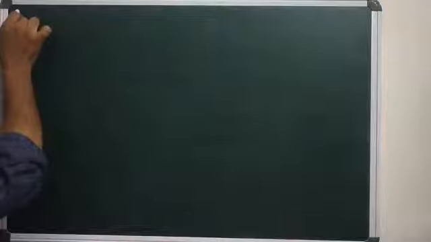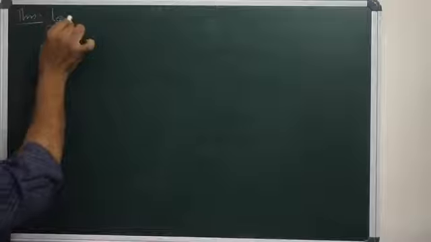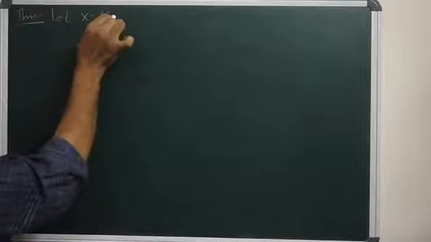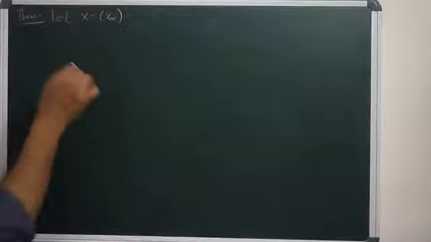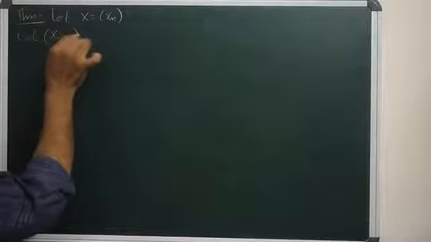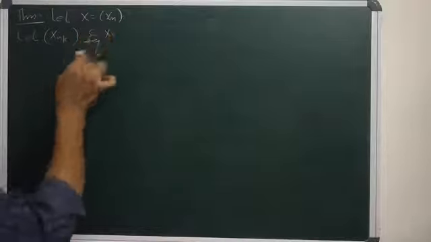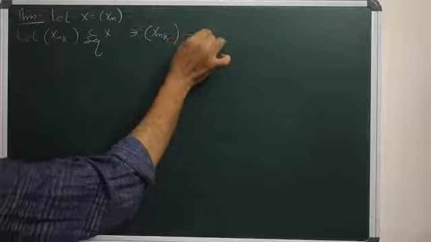Now, come to another interesting result. Let x equals (xn) be a sequence of real numbers. Suppose there is a subsequence that converges to 0. Let (xnk) be a subsequence of x such that this sequence (xnk) converges to 0.